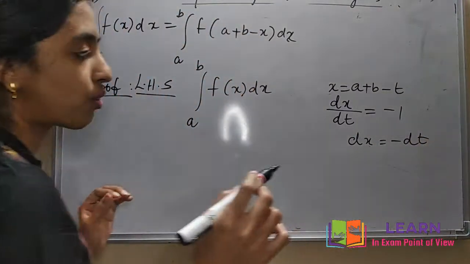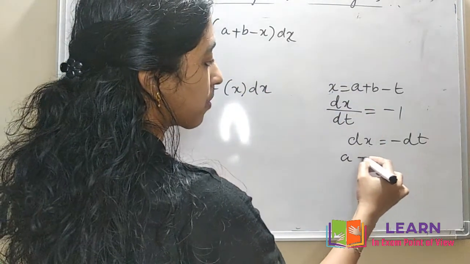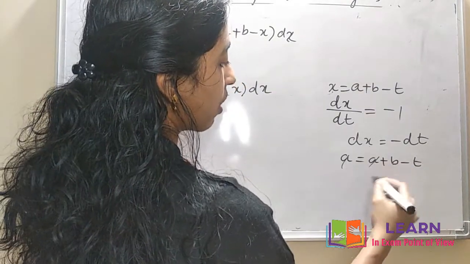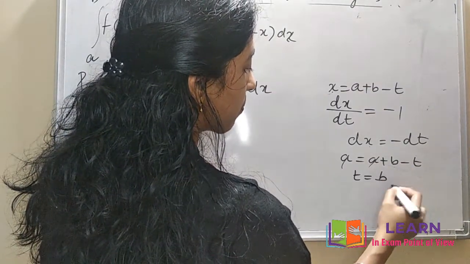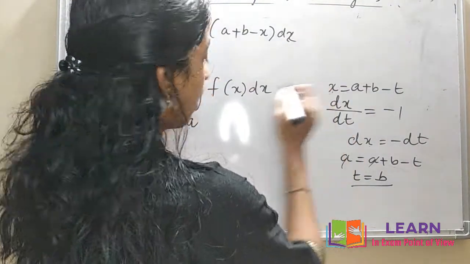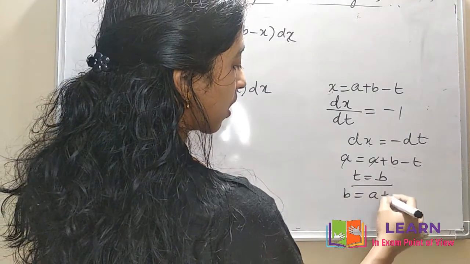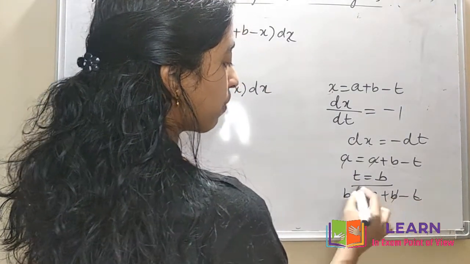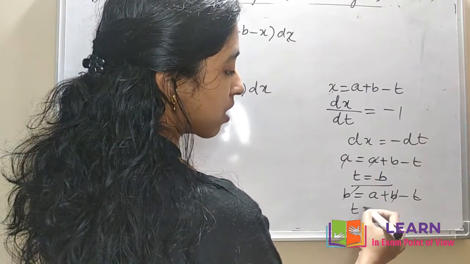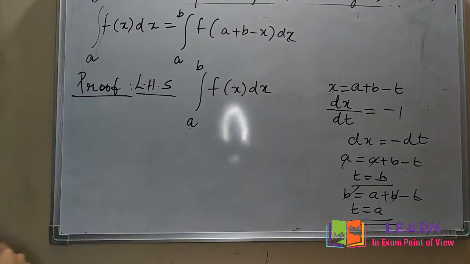Here we have to check the limits. When x is a, what will be t? a plus b minus t equals a, a will cancel, minus t equals minus b, that is t equal to b. When x is b, what will be t? a plus b minus t equals b, b will cancel, minus t equals minus a, that is t equal to a. b to a, it just reverses, right?